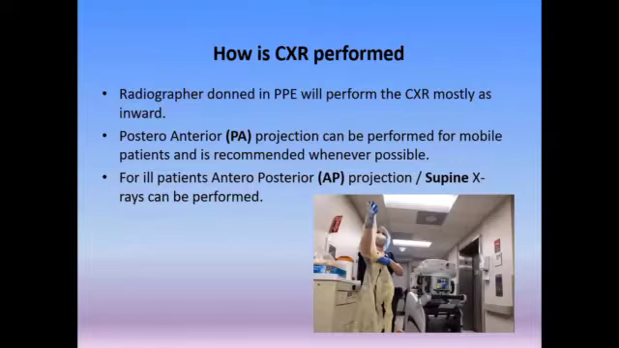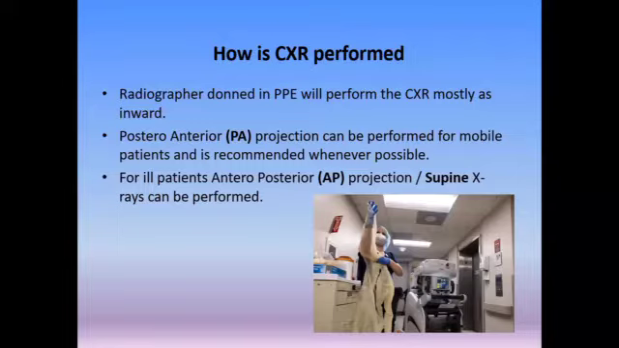So how is the chest X-ray performed? I just put this in because you all are just starting your career. The radiographers will wear the PPE and go to the patient and do it. Whenever possible in our unit, we try to do a posterior anterior projection, that is a PA view of the chest X-ray, where the lung expansion is better and the magnification of the heart is less.